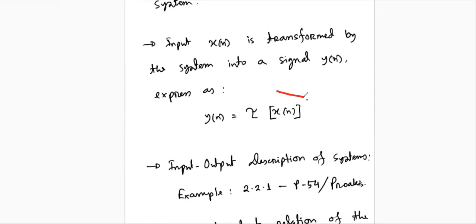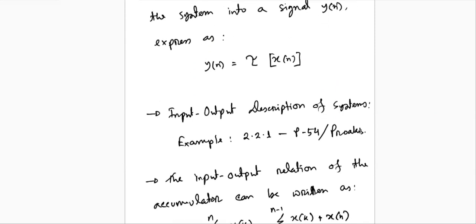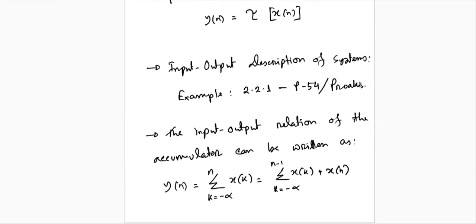Yes, the system can be represented like this. What is tau? Any kind of thing. It can be an adder, subtractor, multiplier, integrator. It can be an upsampler, downsampler, anything. So this is in general the system representation. You can get more idea on this system representation from example 2.2.1 from the Proakis book. So please go through that.